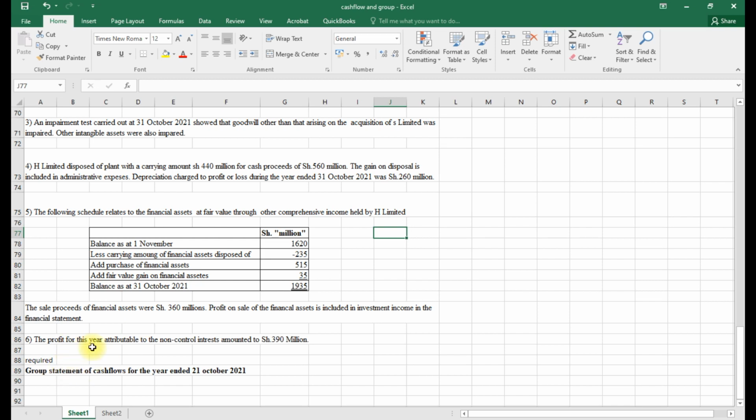The profit for the year attributable to non-controlling interest amounted to 390 million. So I required the group statement of cash flow for the year ended 31st October 2021. So I will just copy this.